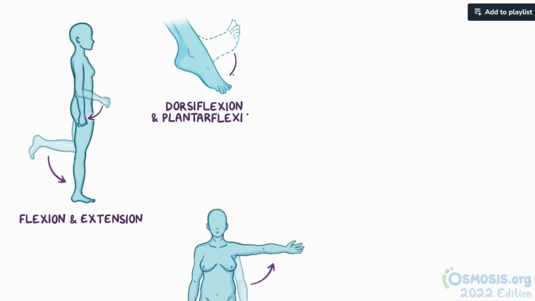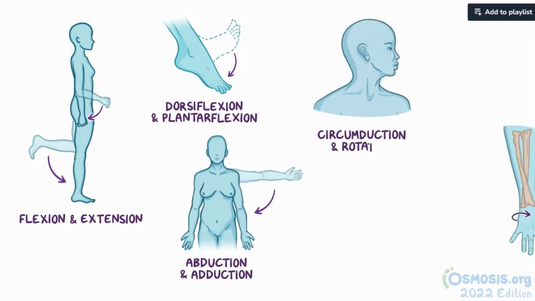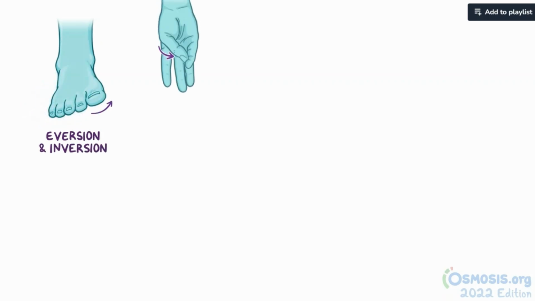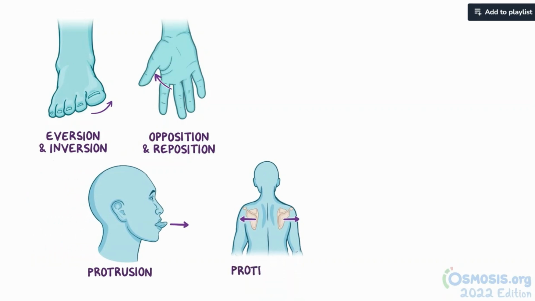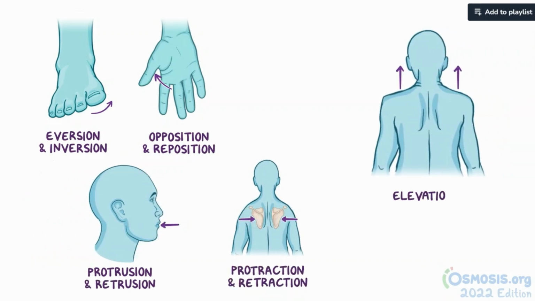Anatomical terms of movement include flexion and extension, dorsiflexion and plantar flexion, abduction and adduction, circumduction and rotation, pronation and supination, eversion and inversion, opposition and reposition, protrusion or protraction, and retrusion and retraction, and lastly, elevation and depression.